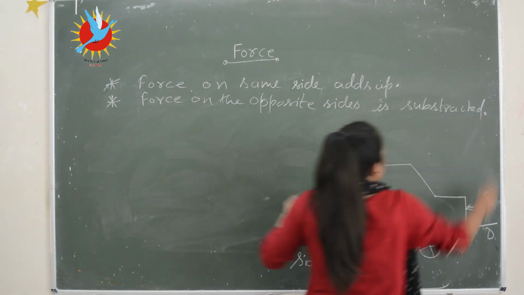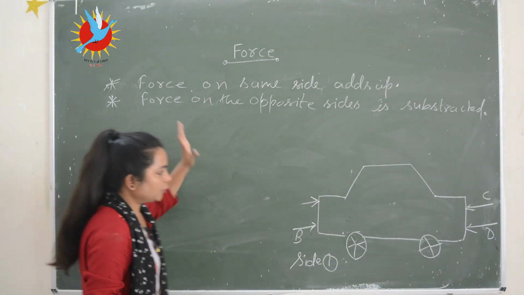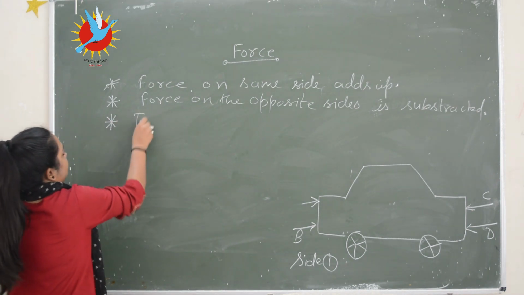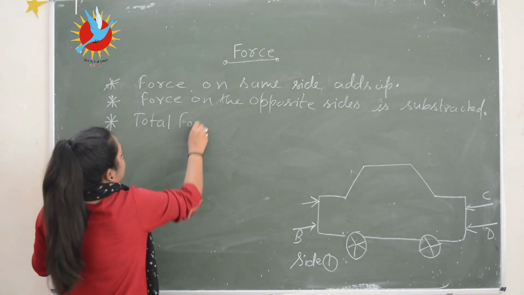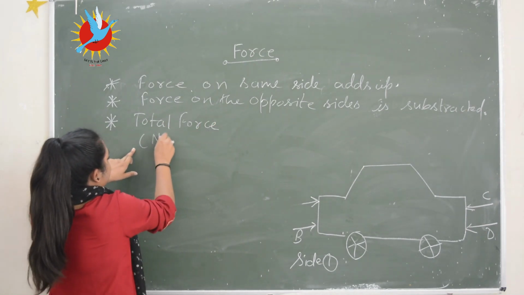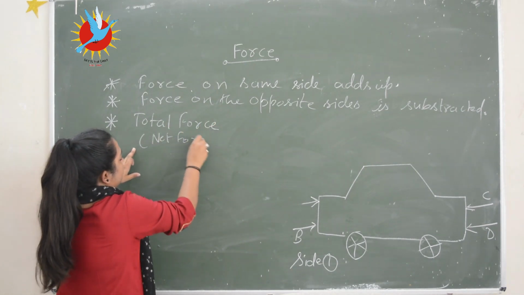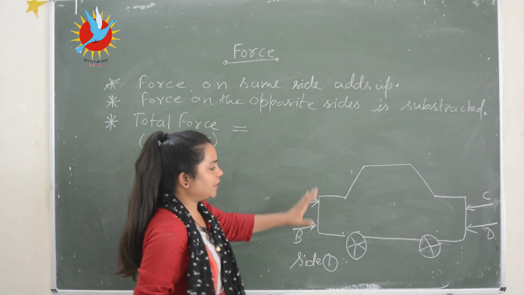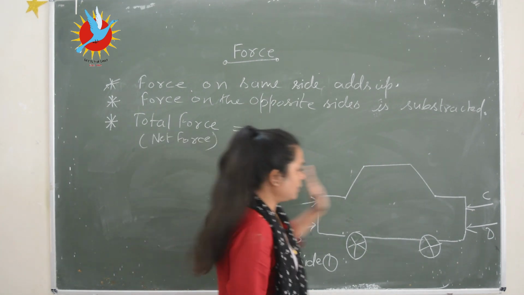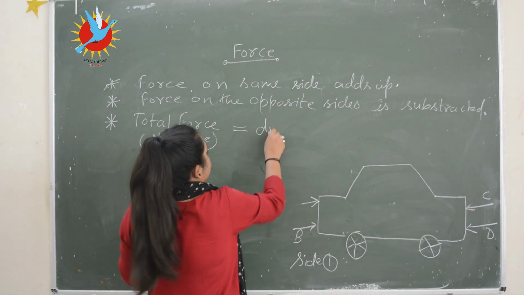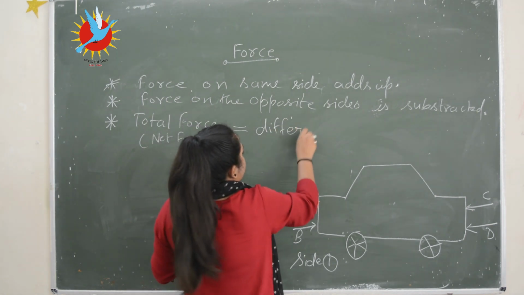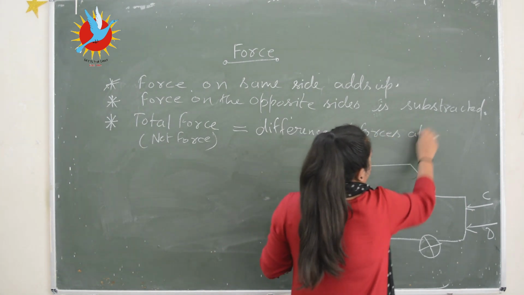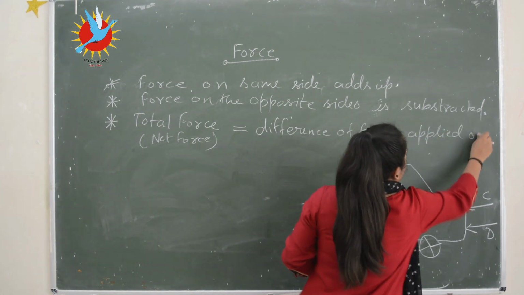Okay, now let's talk about the total force being applied on this body. Well, the total force applied on this body, or you can say the net force, is the difference between the force on this side and this side. Okay, the difference of forces applied on both sides.